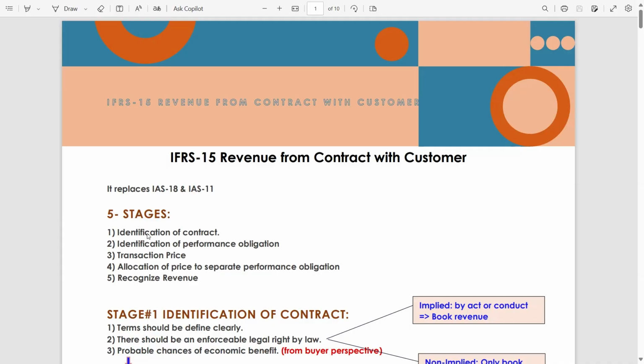Let's read the five stages. These are very important stages. Even in your job interview, the interviewer will ask these questions most of the time. Identification of contract, identification of performance obligation, transaction price, allocation of price to separate performance obligations, recognize revenue.